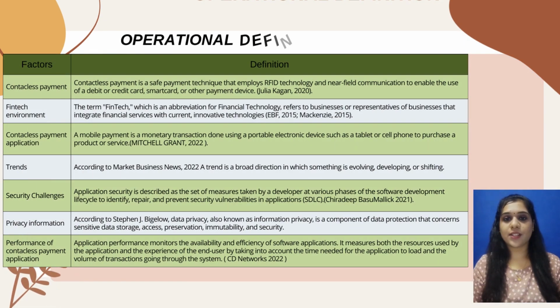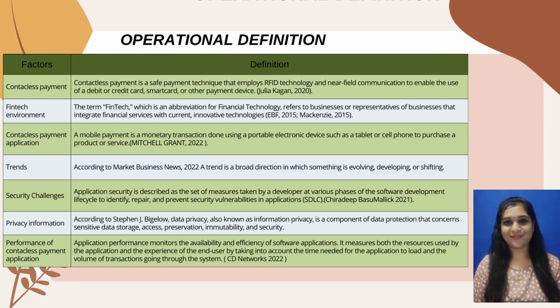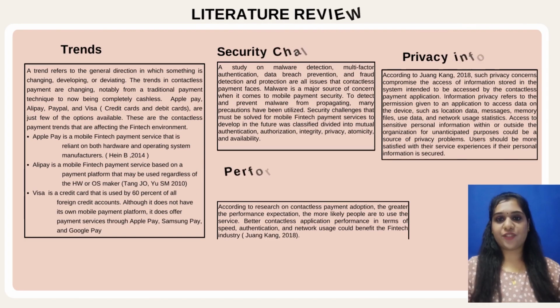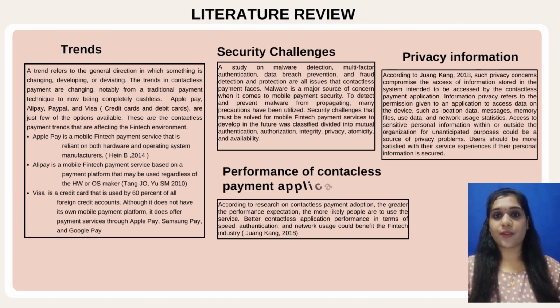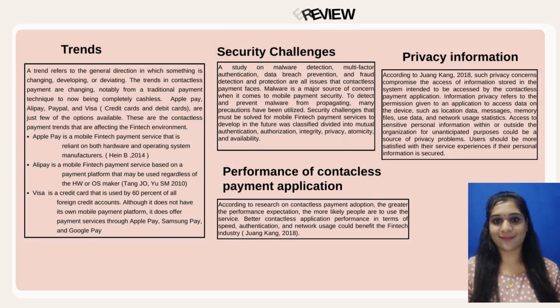In this slide, the researcher focused on the operational definition. The operational definitions mainly define the variables and keywords that have been mentioned in the research. In this literature review, the researcher focused on 4 independent variables: trends, security challenges, privacy information, and performance of contactless payment application. This literature review explains what previous researchers have focused on.